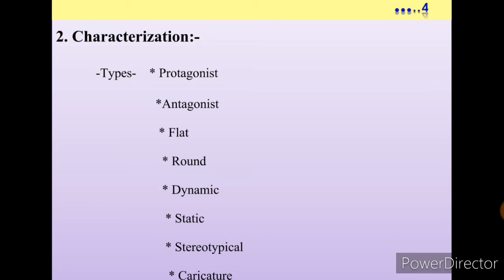Usually, the character terms are used in the course of the description. Physical appearance and dress are sometimes described as well. So, this is how the characterization is.